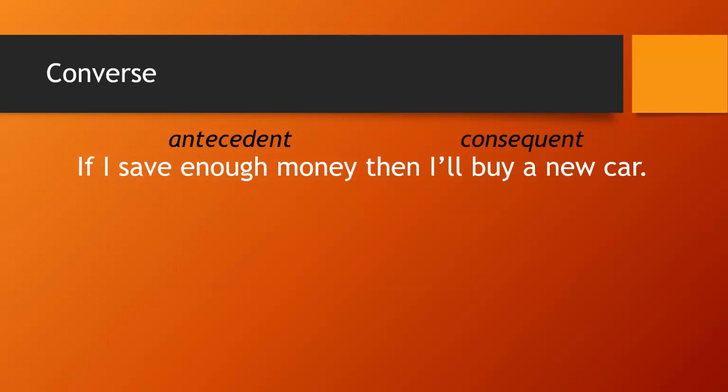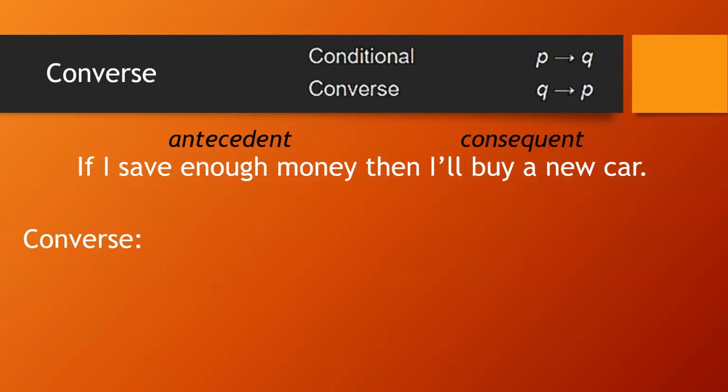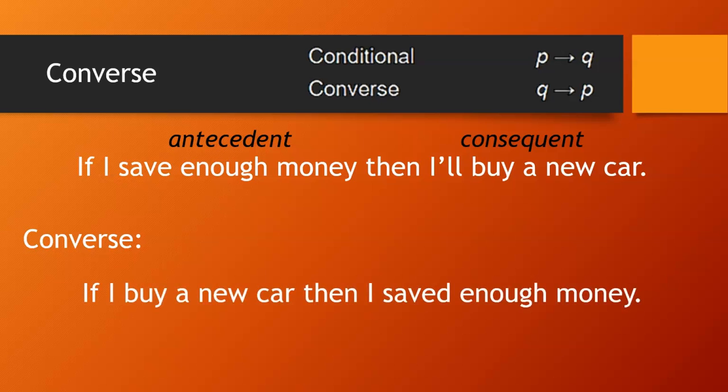So let's start with the converse. In symbols, if our original conditional statement is if P then Q, the converse is if Q then P. For our statement, the converse would be if I buy a new car, then I saved enough money. The consequent became the antecedent, and the antecedent became the consequent. When we write the variations, you may notice that some slight changes in verb tenses or other changes in linguistics happen. That's just to make the statement easier to read.